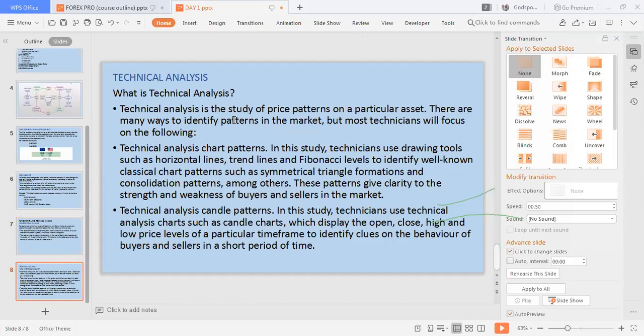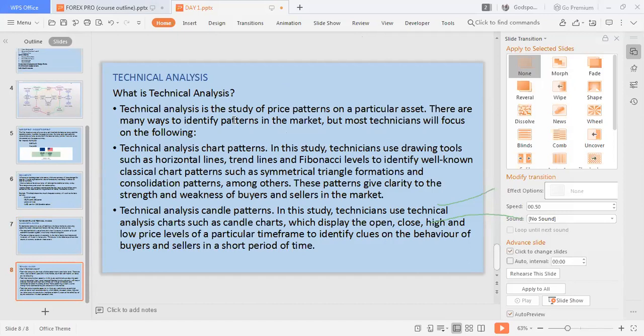Technical analysis is the study of price patterns on particular assets. There are many ways to identify patterns in the market, but most technicians will focus on the following. We focus on drawing tools: horizontal lines, trend lines, Fibonacci levels, and identifying well-known consolidating patterns.